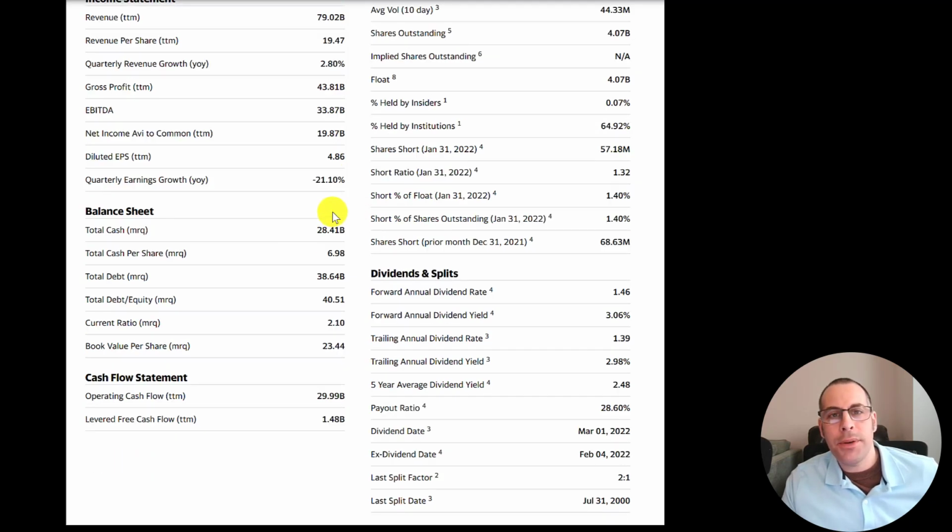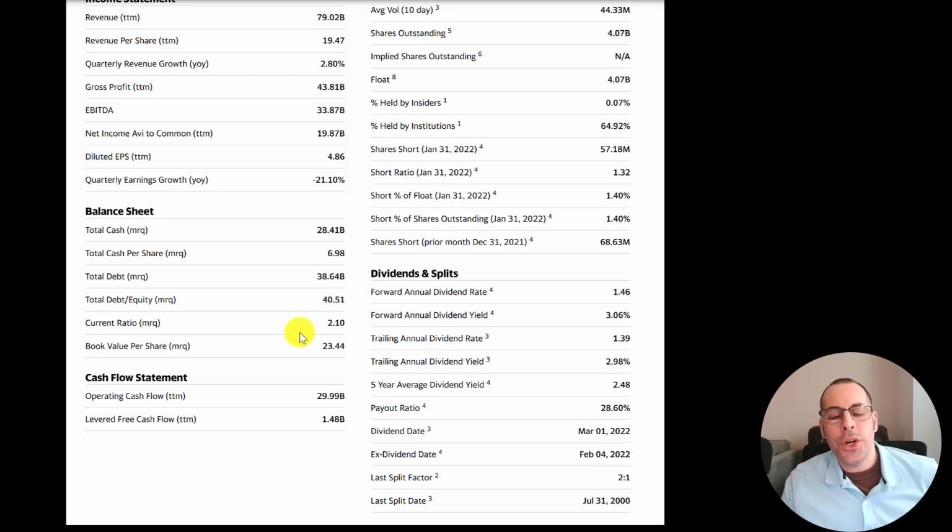They have 28 billion of cash on their balance sheet. Total cash per share is 7. That's cash over shares outstanding. They have about 39 billion of debt. Debt to equity ratio is total debt over total equity. 40 is a good number. I like it to be below 100. If it's below 100, that means they have more equity than debt.